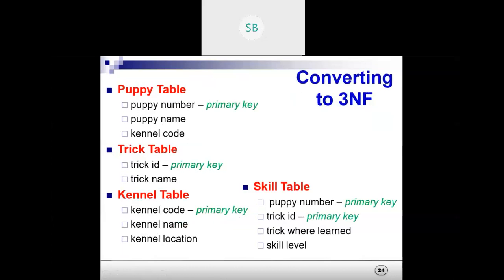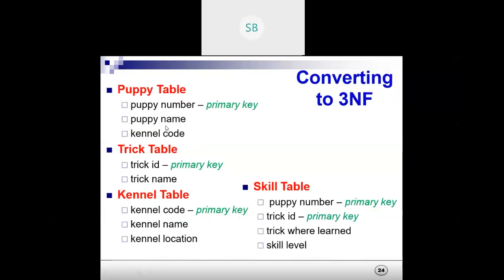Here again we have two primary keys, puppy number and trick ID, so it is converted to second normal form. But these tables are now in 2NF, and now we have to convert them to third normal form. It was in first normal form, then second NF, and now we are breaking this table to create the kennel table also. This is how we are converting each table. In the third normal form there should not be any transitive dependency, and in the second normal form there should not be any partial dependencies.